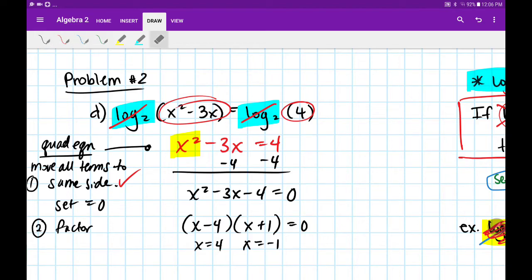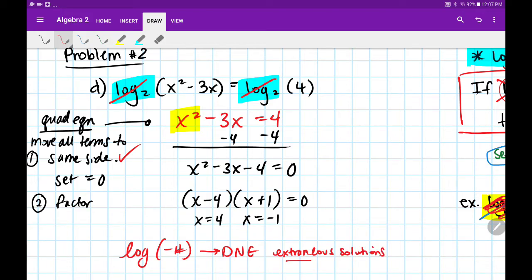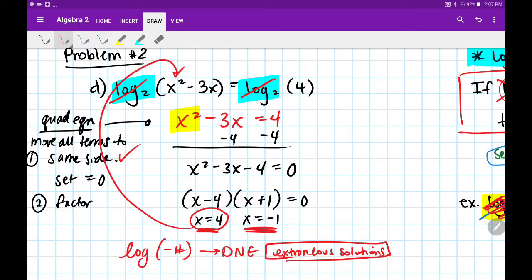So this is nice. We got two answers here, but there's one thing we have to check. In logarithms, remember how we said you can't take log of a negative number? That does not exist. Well, that means that we could have extraneous solutions. So we need to check to make sure that these are both valid. How will we check that? Well, we need to plug them back into the original and make sure that when we plug these numbers back in, we don't get a negative number inside.